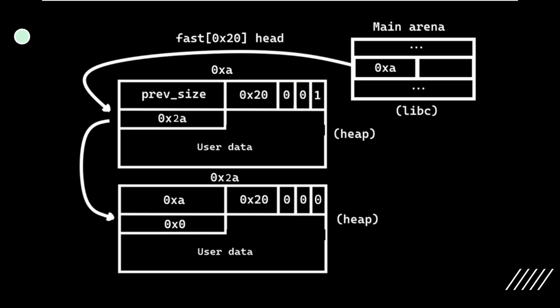This is not entirely accurate because the address should actually point to the beginning of the chunk. This is sort of pointing to the chunk's user data, but this is just to illustrate it better. You see in this chunk, this has an FD address, and that points over here to 2A.